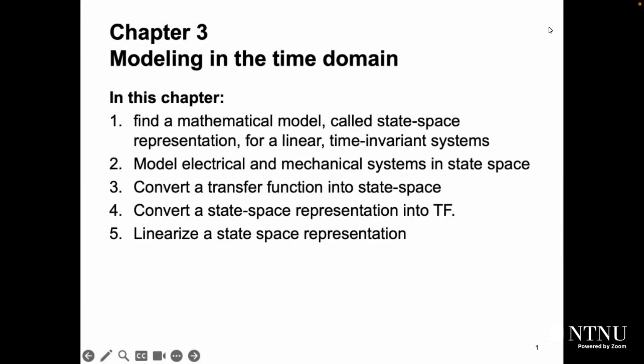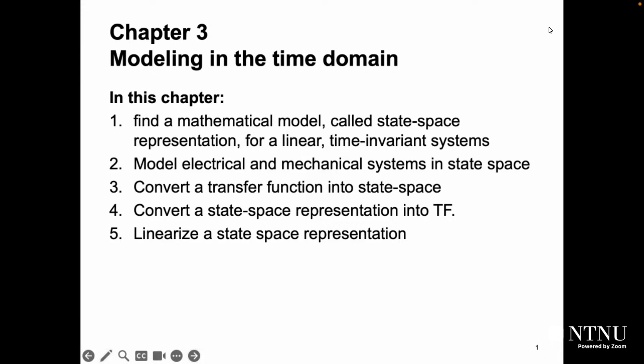Today we would like to study modeling in the time domain. This is chapter 3 in this book. So in this chapter, in fact, we need to cover mathematical modeling, which is called state space representation. And state space representation, we will use it for linear time invariant systems.